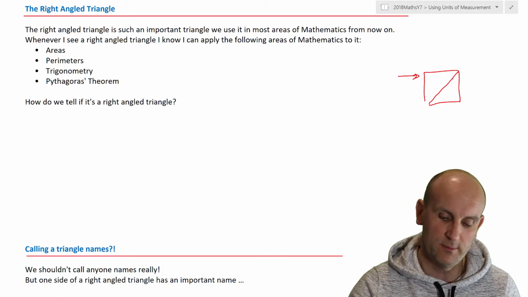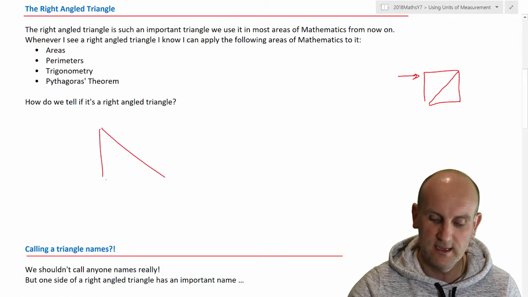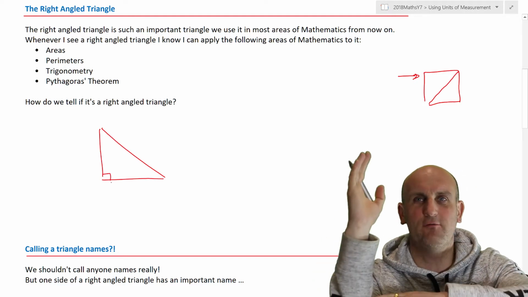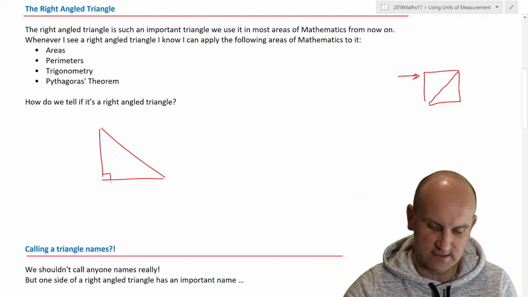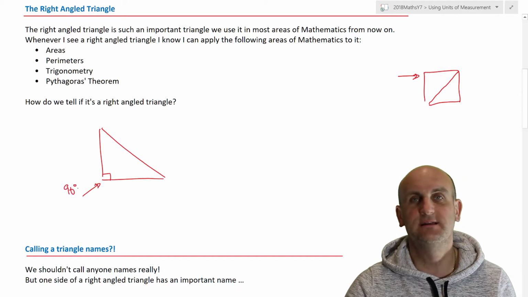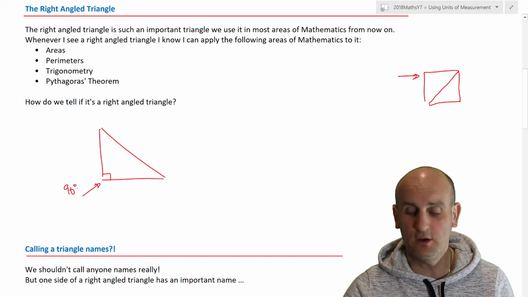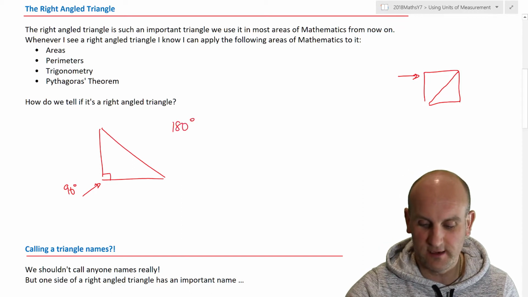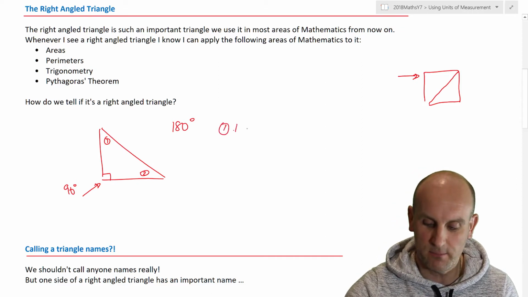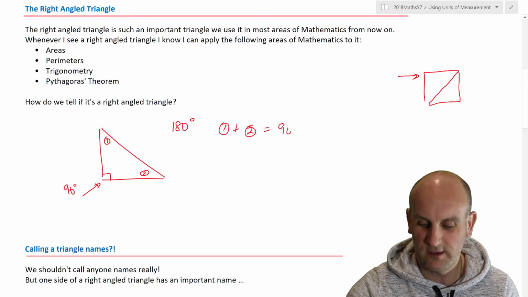And I'm going to say, well, believe it or not, a right-angled triangle is a triangle that has a right angle in it. Yay! A right angle, which is 90 degrees. So, that little sign there stands for a right angle, and it's 90 degrees. And because angles in a triangle add up to 180 degrees, we know that this angle here and this angle here must then also add up to 90 degrees. So angle 1 plus angle 2 must also equal 90 degrees.